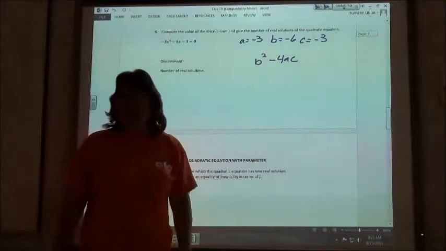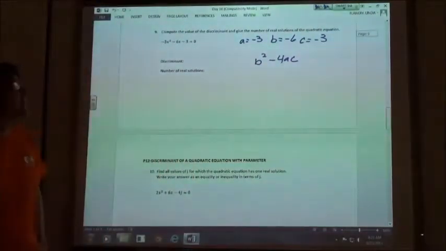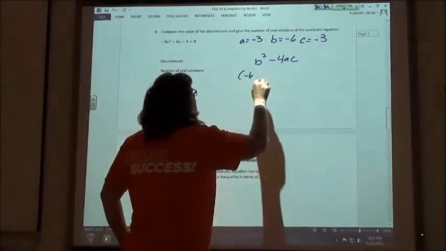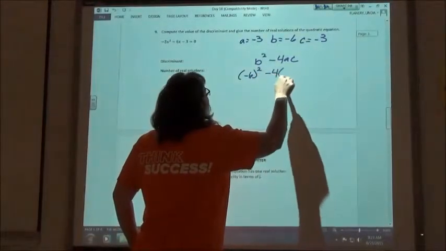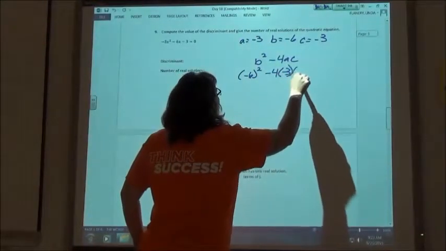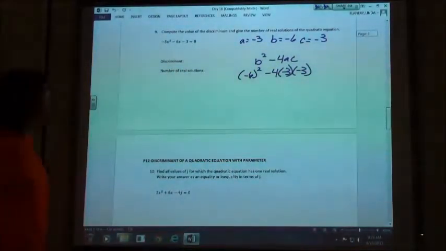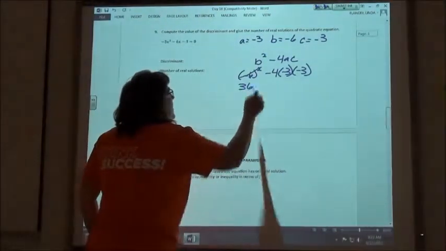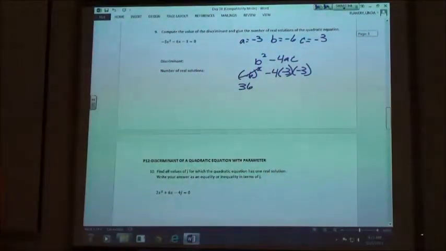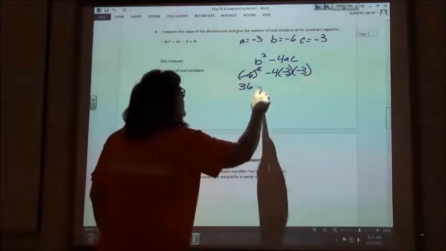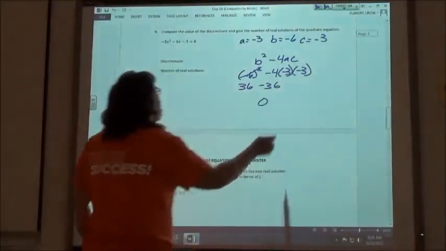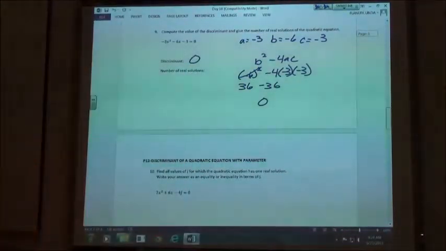Plugging my numbers in, I'd have (-6) squared minus 4 times -3 times -3. So (-6) squared is 36. -4 times -3 times -3 is -36. And 36 minus 36. Hey, the value of my discriminant is 0, and if the value of my discriminant is 0, how many real solutions do I get? 1. All right.